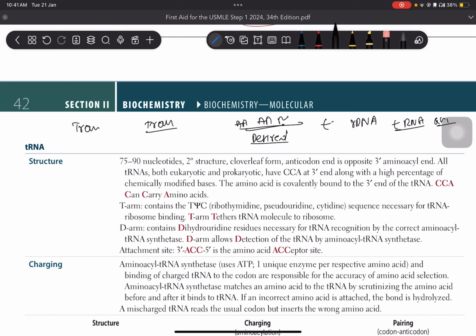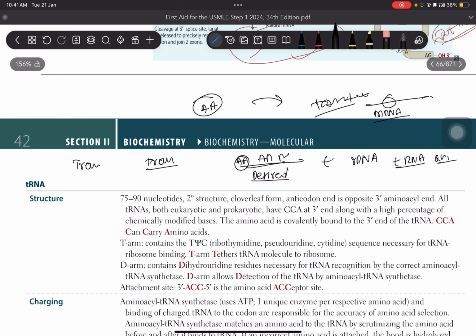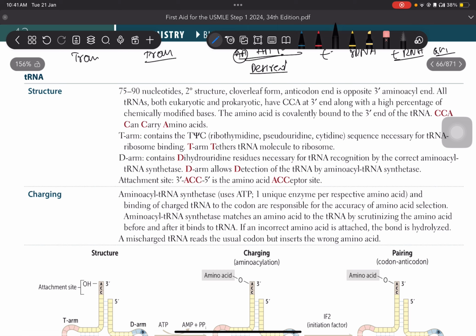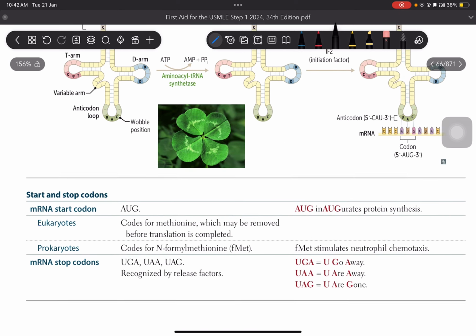To carry these amino acids from the amino acid pool to translation, which is occurring on the ribosomes by attachment of mRNA to the ribosomes, you need a particular RNA to carry these amino acids. This is known as tRNA, also known as transfer RNA. Now we will get into the structure and the functions, what it can do.